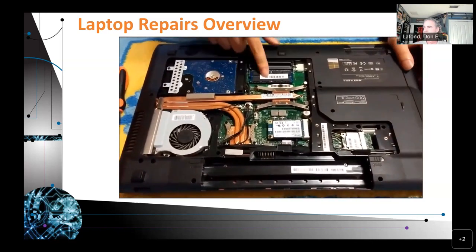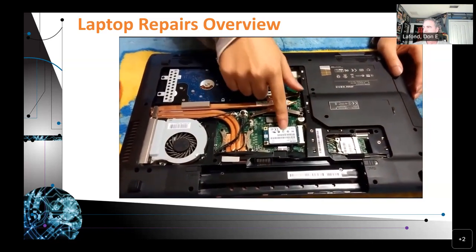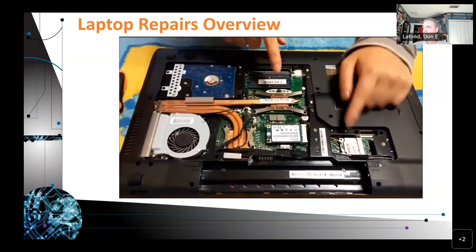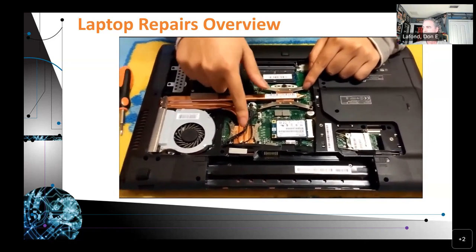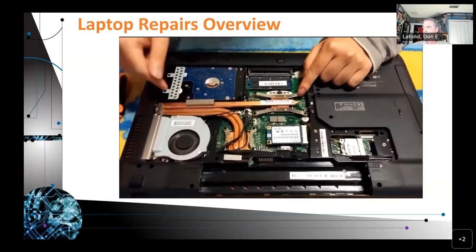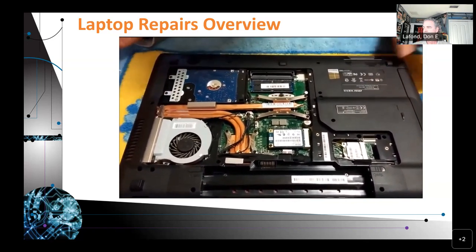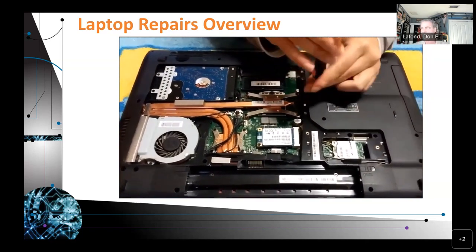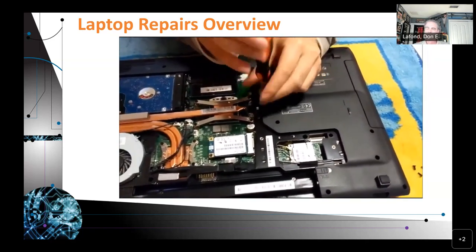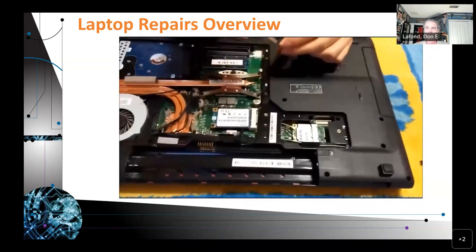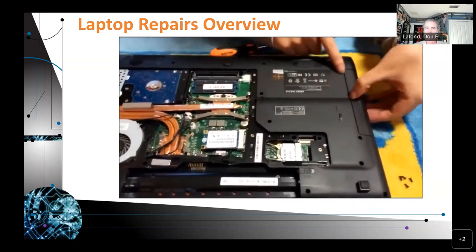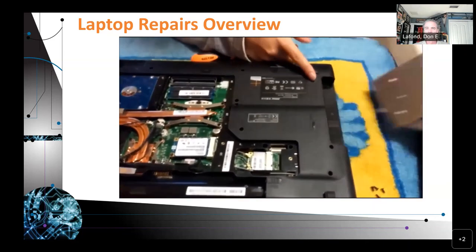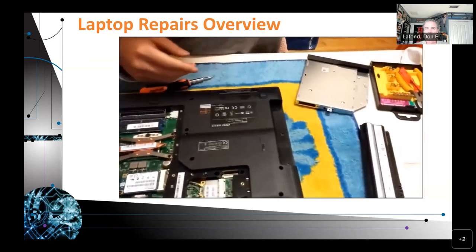So that's the hard drive. That's the RAM. That's the M.2 SATA. That's the wireless card. CPU, that's the graphics card, that's the fan, so to speak. Now we're going to remove the DVD drive. There's one screw holding the DVD drive tab. Just pull out the DVD drive after the screw is removed. That's pretty easy.